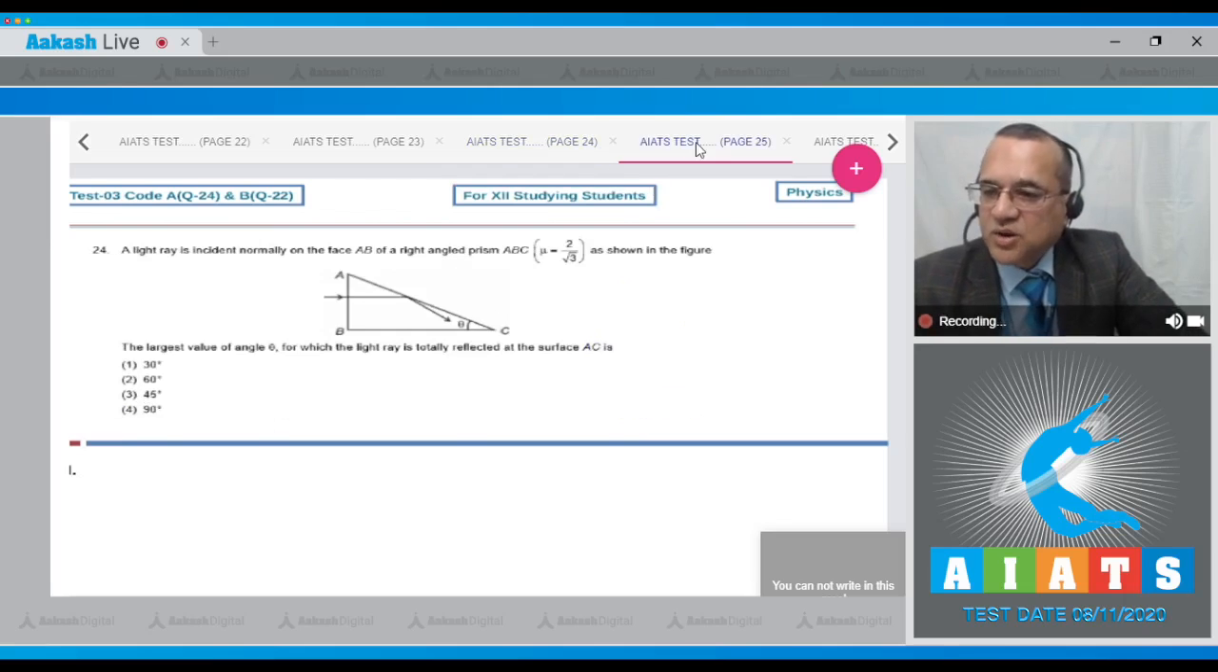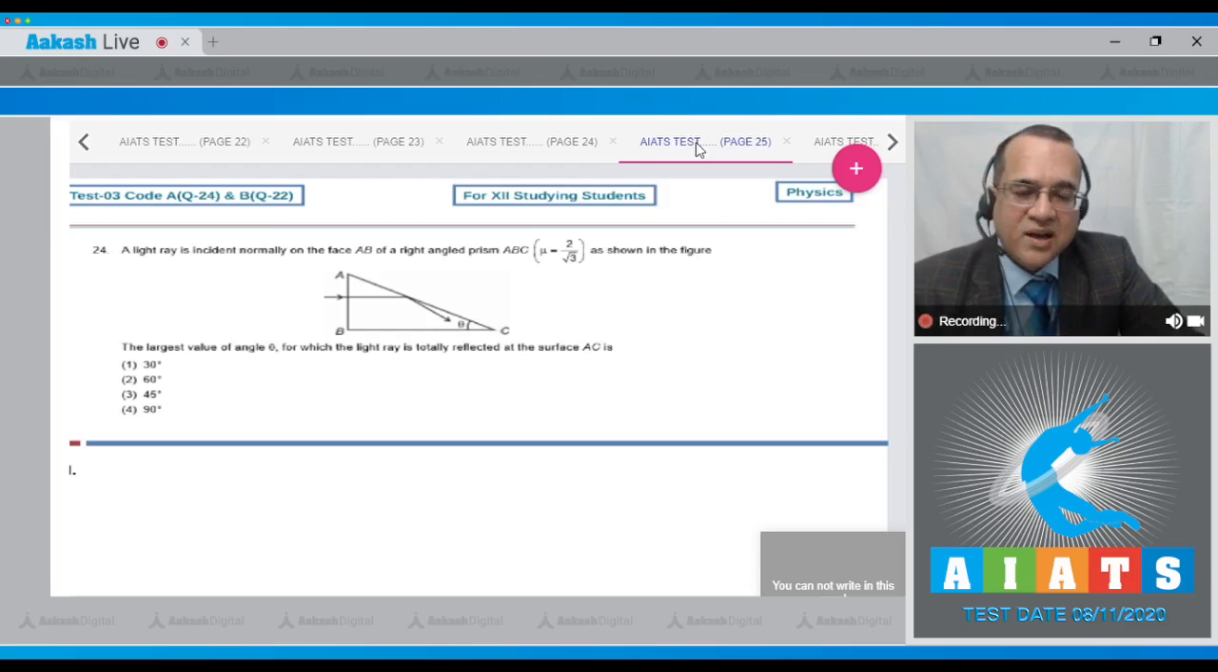Now dear student, question number 24 says a light ray is incident normally on the face AB of a right angle prism ABC. Refractive index is given as 2 by root 3, as shown in the figure. The largest value of theta for which the light ray is totally reflected at the face AC.